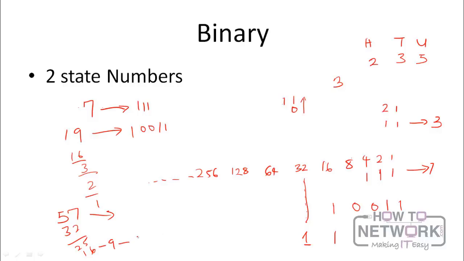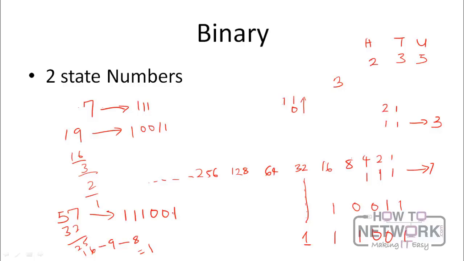And 9, what's the largest number we can find? That's 8. So we put a 1 in for the place of 8. Take away 8 from 9, we get 1. And 1, what's the largest number we can find? That's 1. So 1 is going to be 1. And then 4 and 2 would be zeros. So 57 would be 1, 1, 1, 0, 0, 1.